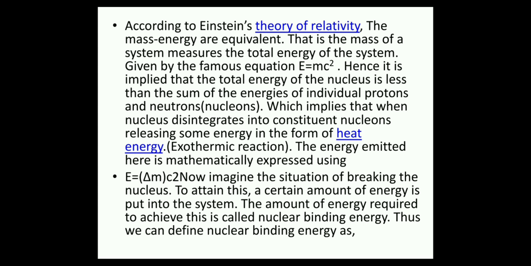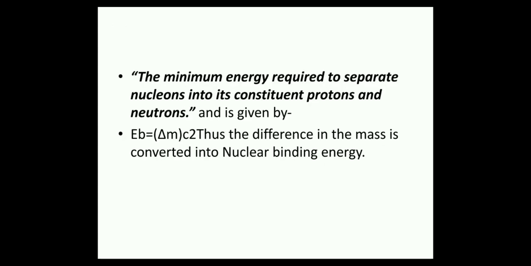Now imagine the situation of breaking the nucleus. To attain this, a certain amount of energy is required to be put into the system. The amount of energy required to achieve this is called the nuclear binding energy. Thus, we can define nuclear binding energy as the minimum energy required to separate a nucleus into its constituent protons and neutrons, and it is given by E_B equals delta M into C square. Thus, the difference in mass is converted into nuclear binding energy.